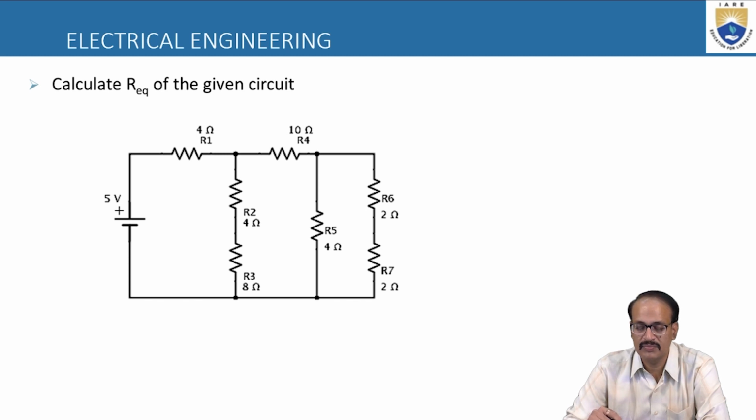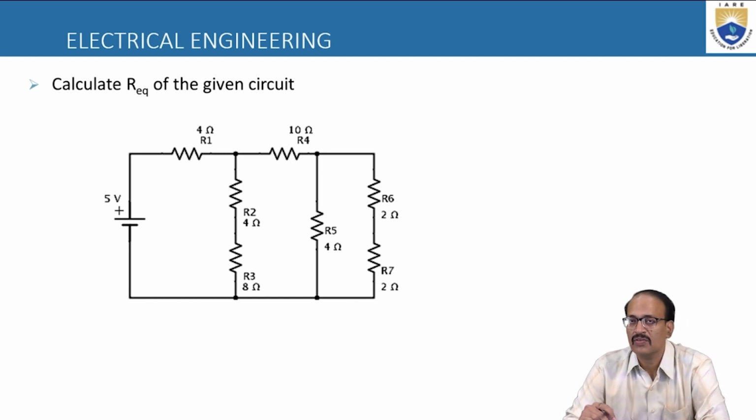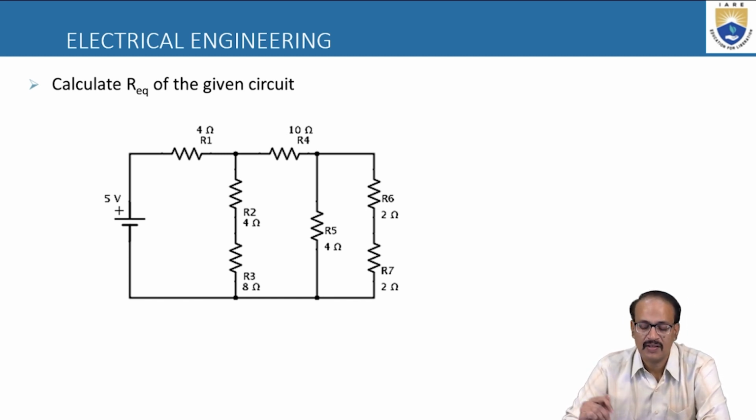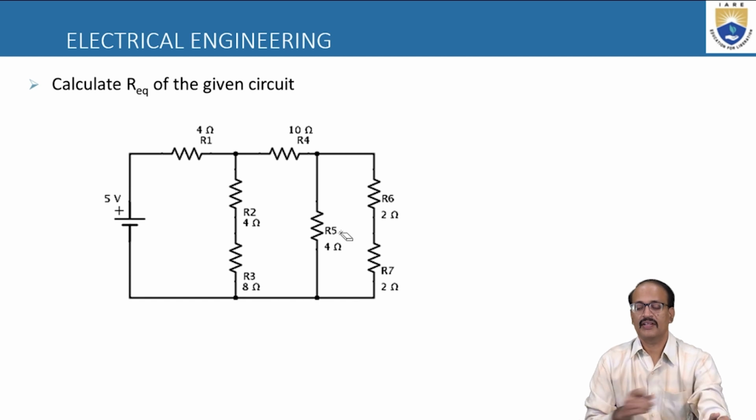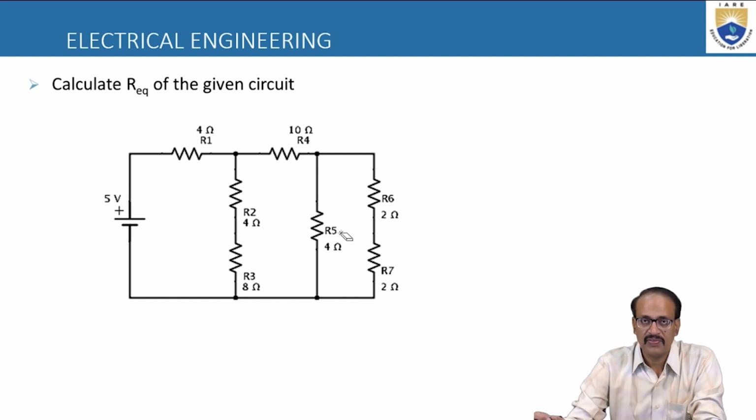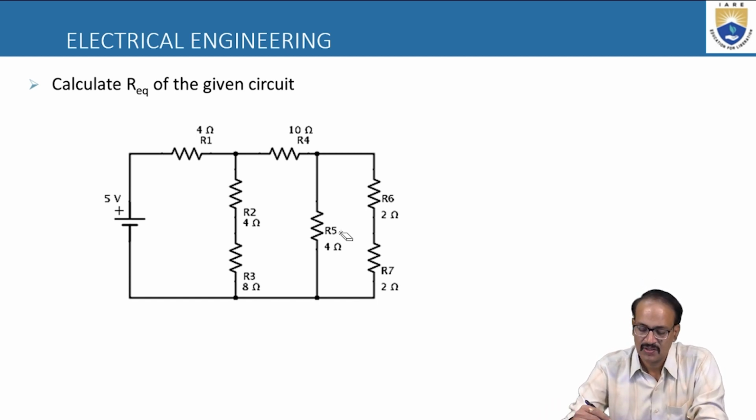Both are in series. In our previous lectures we have observed that if they are in series we can simply add, and if they are in parallel we can take it as R1 into R2 by R1 plus R2. So with these techniques, let us simplify this circuit.